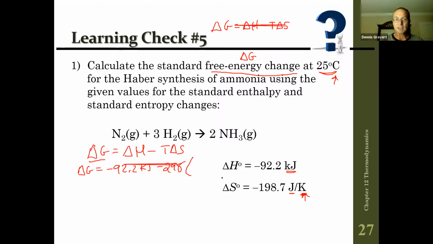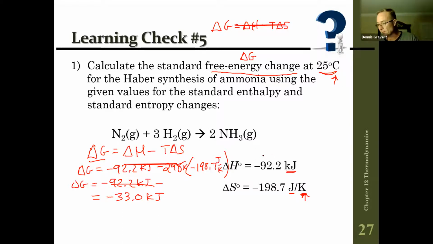And then we multiply by this number, negative 198.7 joules per Kelvin. And this one is in Kelvin, so the Kelvins cancel out. So delta G equals negative 92.2 kilojoules minus, and then I multiply these two numbers together. I didn't show all the steps, I just went right to a negative 33.0 kilojoules.